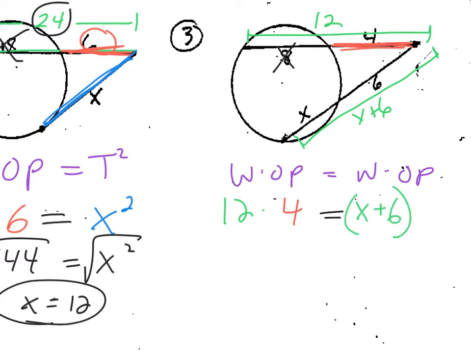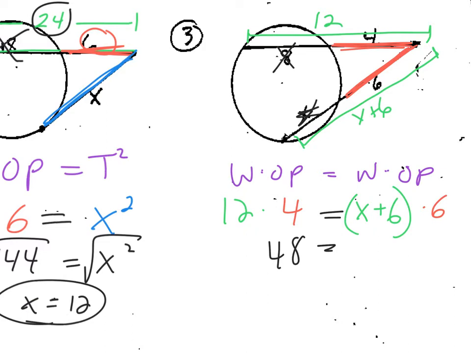Whole times the outer part is 6. And again, I didn't just use the x by itself. I used the x to give me the whole length when I added 6 to it. Okay, that's your setup. From here, it's just an algebra problem. So let's go ahead and work through the algebra.